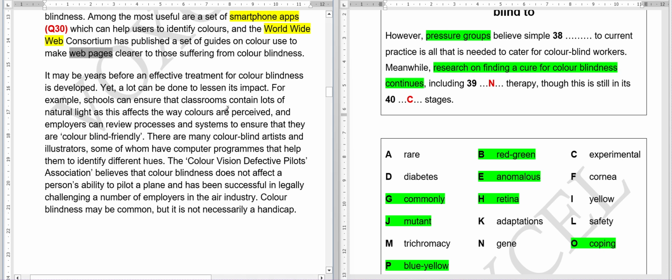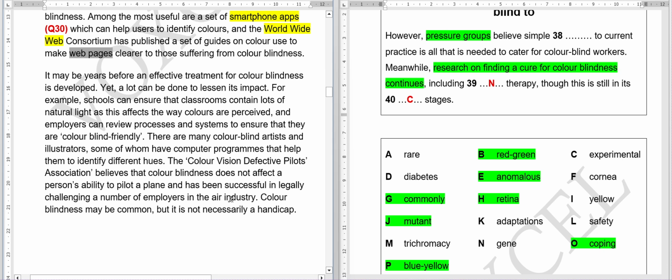For example, schools can ensure that classrooms contain lots of natural light, as this affects the way colors are perceived, and employers can review processes and systems to ensure that they are color blind friendly. So classrooms and employers can make efforts from their end to make sure that people suffering from these problems do not feel left out. There are many color blind artists and illustrators, some of whom have computer programs that help them identify different hues.